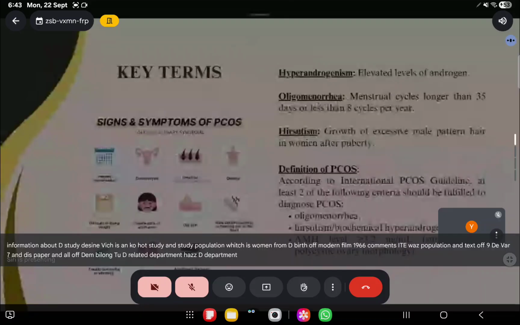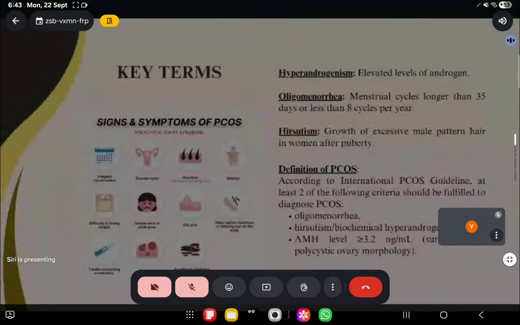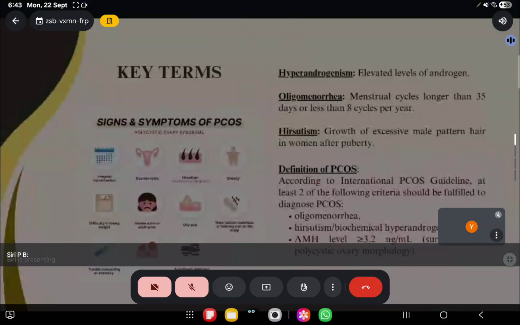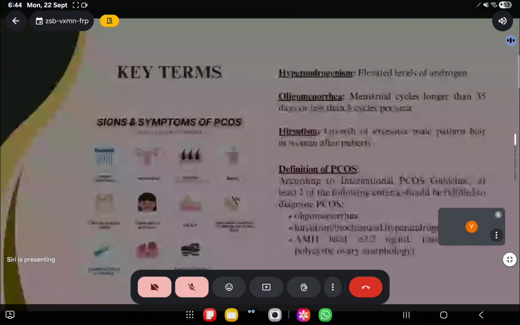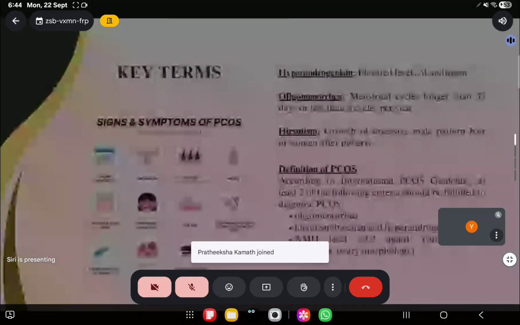Before we dive into the paper, let us look at the following key terms. Hyperandrogenism, as defined, is elevated levels of androgen in the body. There is no definite cutoff as per current literature that we know. Oligomenorrhea, as given by the WHO guidelines, is defined as menstrual cycles longer than 35 days or less than 8 cycles in a year. Hirsutism is the growth of excessive male pattern hair in women after pubertal age.